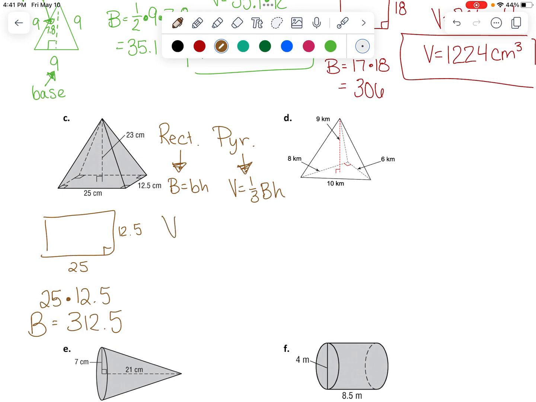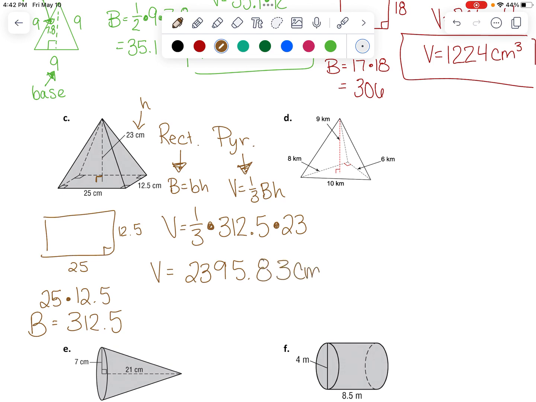Oops, I forgot the height in the formula. Volume equals 1/3 times base area times height. Now make sure that height is perpendicular to the base still. I have to have this right angle. So this is my height. 1/3 is 1 divided by 3 in a calculator times 312.5 times 23. Volume equals 2395.8. Technically, it's 3 repeating, but rounded to the nearest hundredth, we stop at 0.83, and it's centimeters cubed.